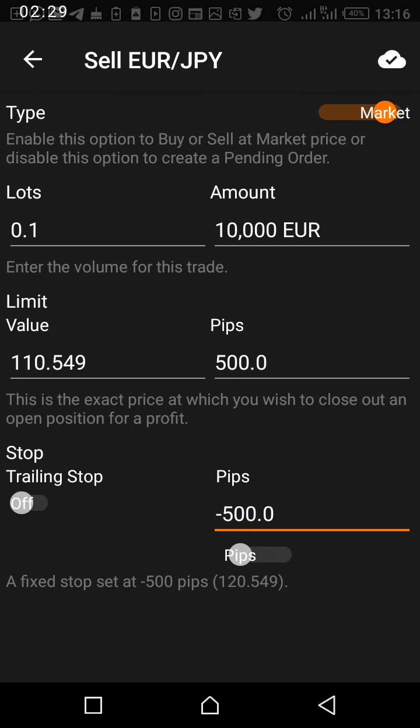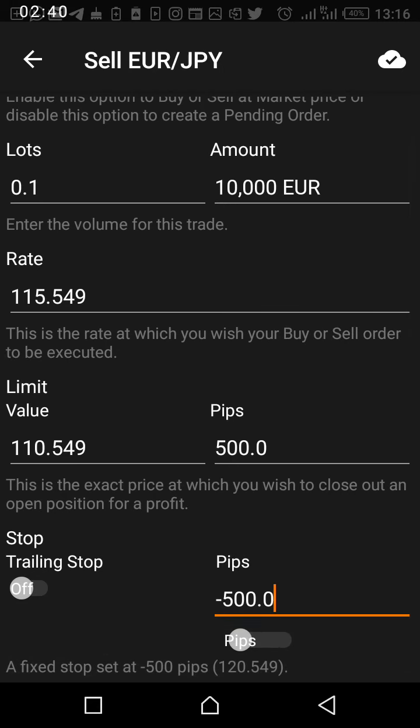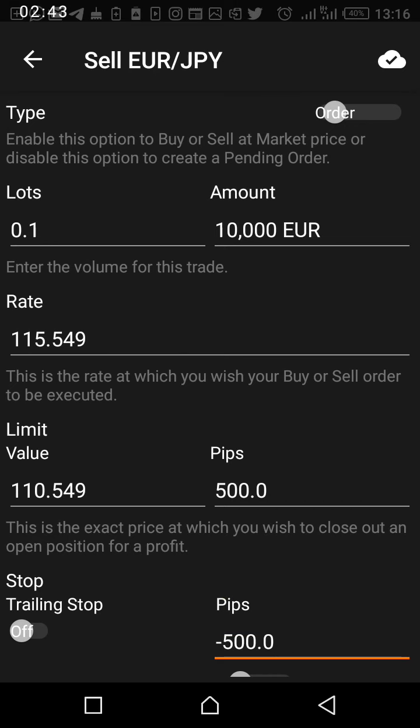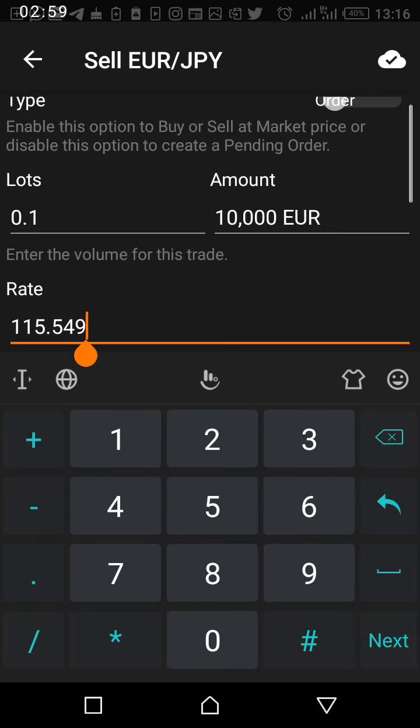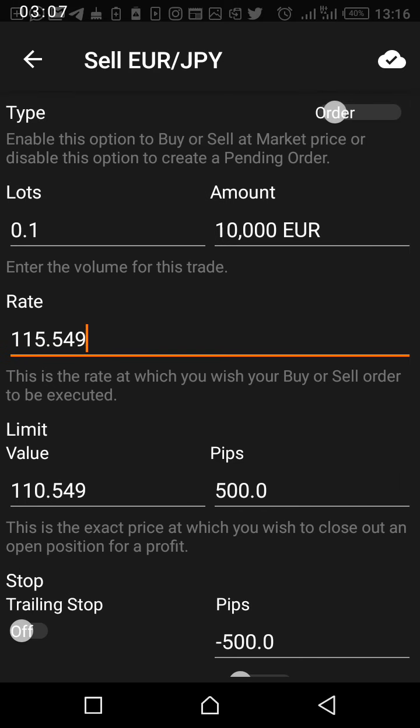Also, you can see the type of order you want to execute. Either you want to execute the market order, which is buying at the spot, or you want to place an order. So if you want to place an order, you need to know how to use orders. Limit order, stop order, you need to know that. So if you want to use the limit order, that means you want to buy below the present price. So that means where you set will be below the present price. But this is a sell order because I clicked on sell.